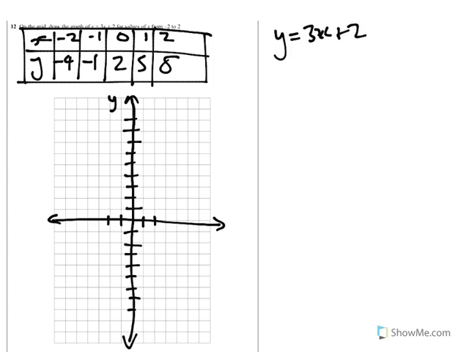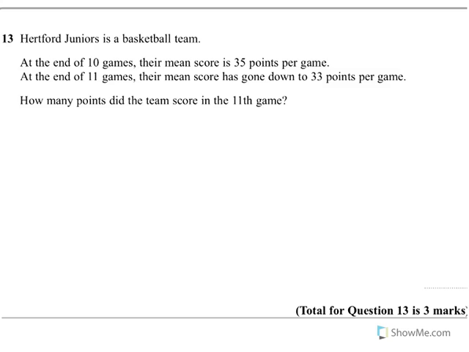So when x is minus 2, y is minus 4, so that's going to be here. When x is minus 1, y is also minus 1. When x is 0, y is 2. When x is 1, y is 5. And then when x is 2, y is 8. And we then need to connect the coordinates up with a ruler. And that's our graph.